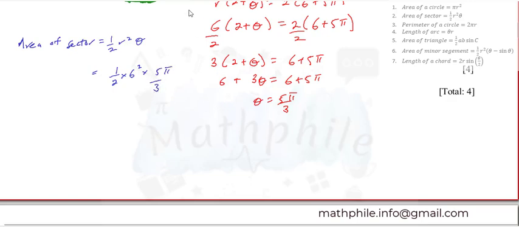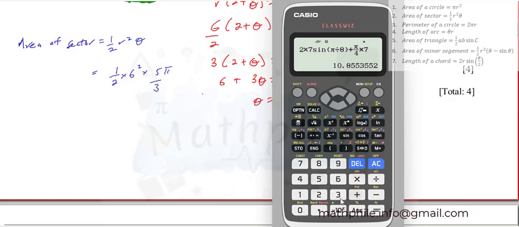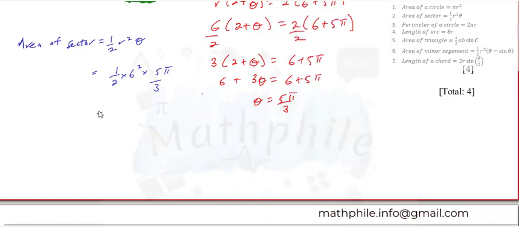So let's call on the calculator again. Okay, so 1/2, which is 0.5, multiplying 6 squared, which is 36, then 5 over 3 π. And that should give you 30π. So the area of the sector is 30π. And the unit is centimeters, so there should be 30π centimeters squared, since we are talking about area. So that is not so complicated.